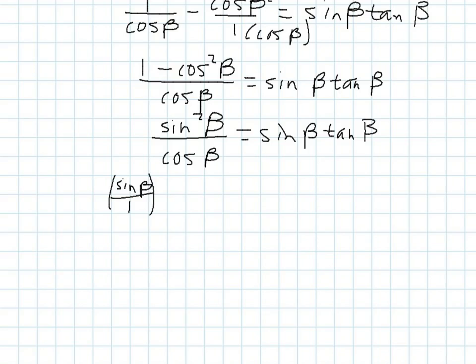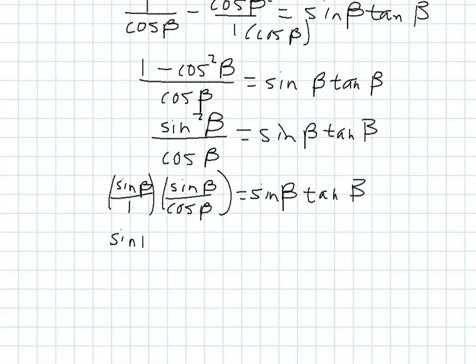So let's say I say sine beta over 1 and sine beta over cosine of beta. Well, now that kind of looks like what I have on the right, where sine of beta over 1 is sine of beta, and then sine over cosine is tangent. So there you go. I got both sides to equal one another. So that's a check mark.